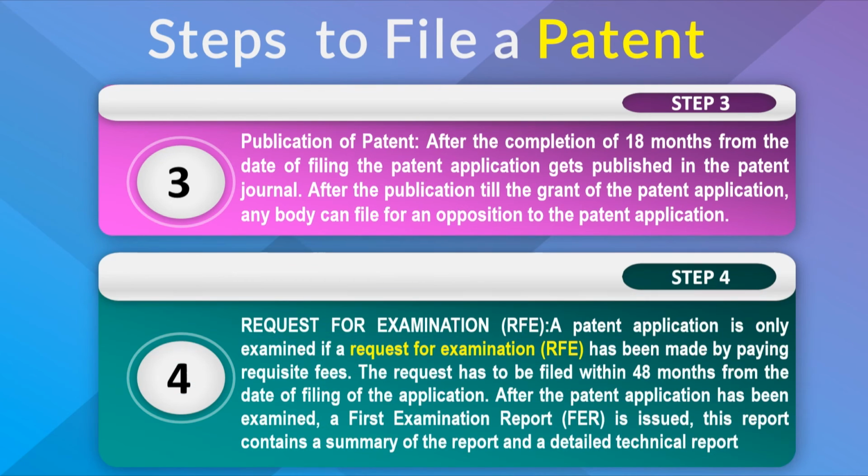Next step is request for examination, known as RFE. A patent application is only examined if a request for examination has been made by paying the requisite fees. The request has to be filed within 48 months from the date of filing of the application. After you have filed for RFE, the patent application is examined by the patent office and a first examination report, that is FER, is issued. This report contains a summary of the report and a detailed technical report.